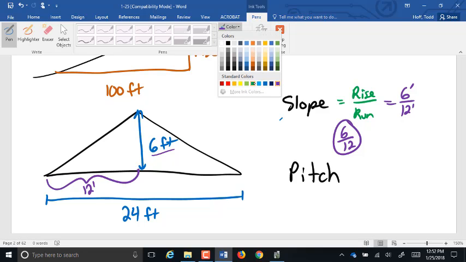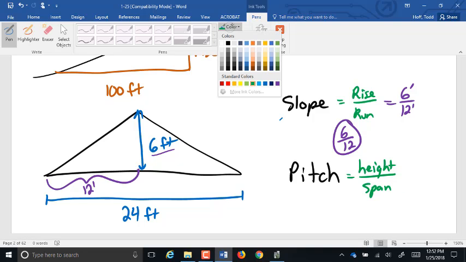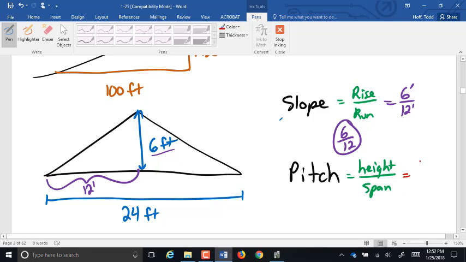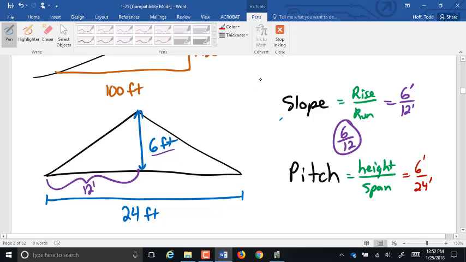Pitch is slightly different. Pitch is height, or total rise, over span. So the height is still 6 feet, but the span is 24 feet. That reduces to a 1/4 pitch. Anybody remember why there's a difference?